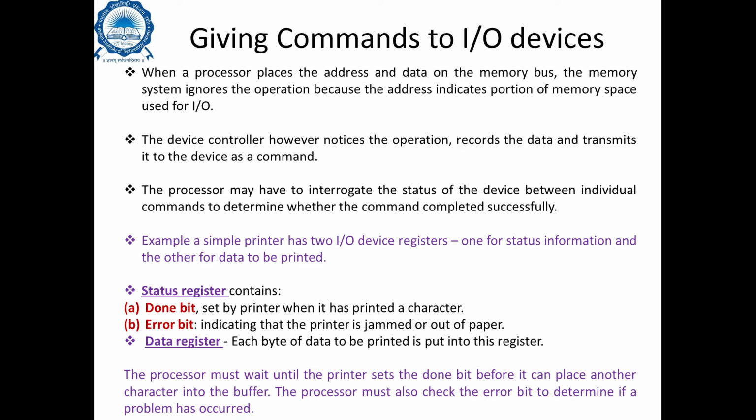Then you have the data register, where each byte of data to be printed is put into this register, and the processor must wait until the printer sets the done bit before it can place another character into the buffer. The processor must also check the error bit to determine if a problem has occurred. If the error bit is set to 1, that means a problem has occurred and no further character can be placed into the buffer. Whenever the done bit is set to 1, it means that the next character can now be put into the buffer for the processing of the IO device.